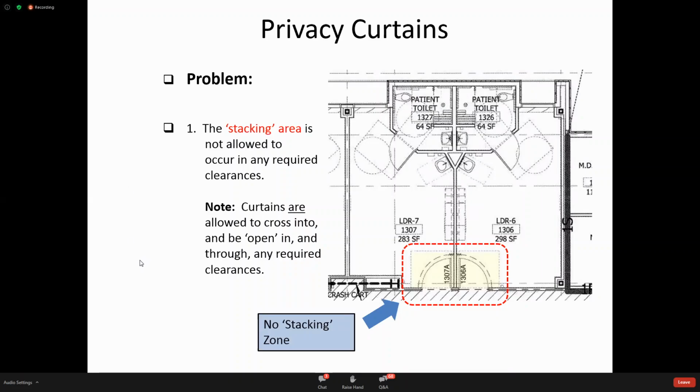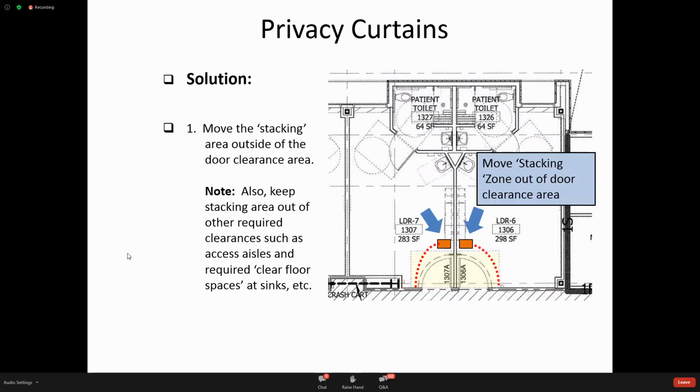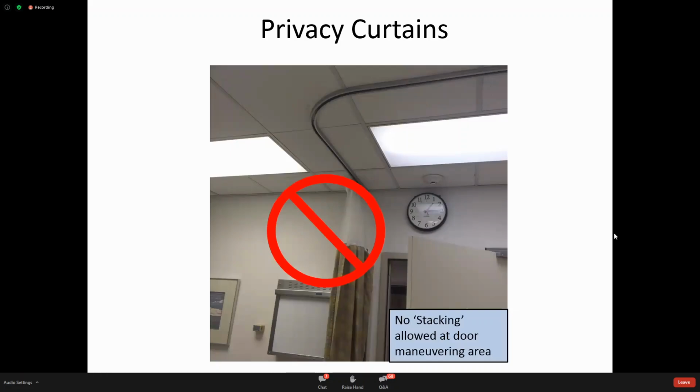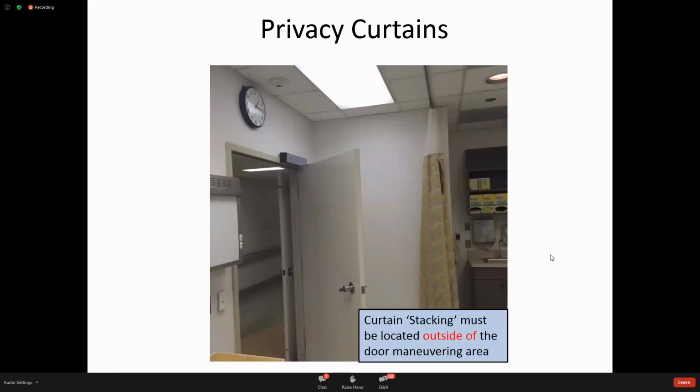I've taken this to our consultants, and they've said, well, not so fast. It would be far better to stack them outside of the required clear area. When you look at an actual occurrence of where the curtain stacks, that is in that area that's supposed to be kept clear. So you may or may not run into people that call you on this. Our advice is, if at all possible, don't do it. Set up your curtains to stack somewhere where they're not in the required door clearances.